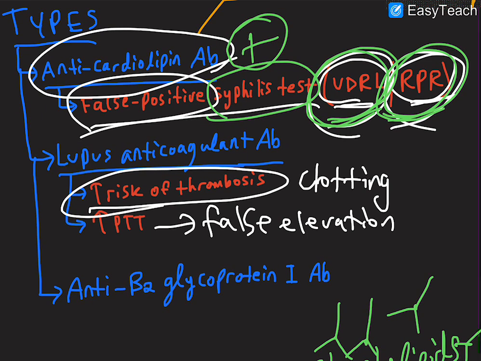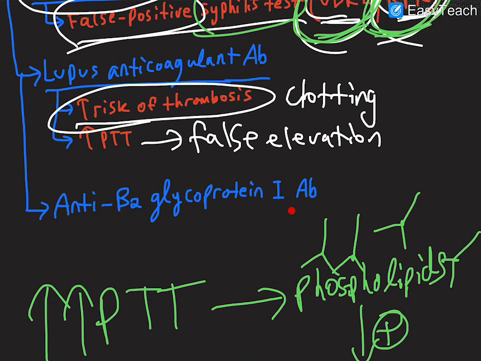And then of course remember lupus anticoagulant antibody, and another antiphospholipid antibody that we should be familiar with is anti-beta 2 glycoprotein 1 antibody. And again, we'll talk about antiphospholipid syndrome in the next video.